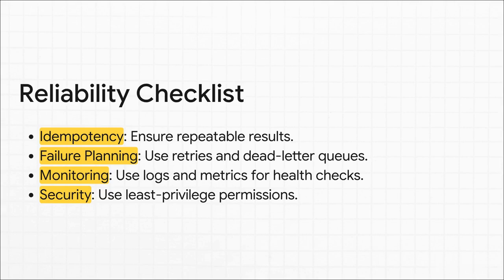Next, you have to plan for failure. Things will go wrong, so implement automatic retries for those temporary glitches and use what's called a dead letter queue to catch and analyze any events that just keep failing. Third, monitor everything. You can't fix what you can't see, so use logging and metrics to get a clear picture of your pipeline's health. And finally, security. This one's non-negotiable. Always use the principle of least privilege, making sure every component has only the exact permissions it needs to do its job and nothing more.